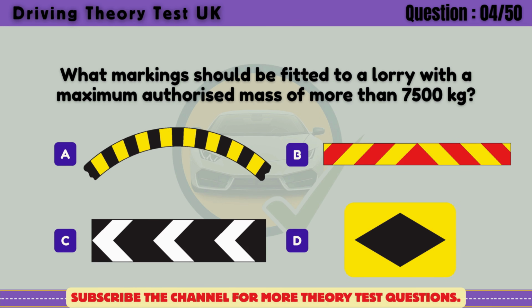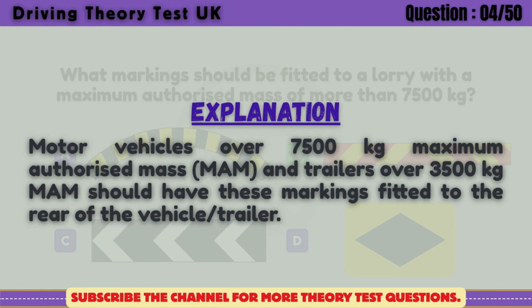Question 4. What markings should be fitted to a lorry with a maximum authorized mass of more than 7,500 kilograms? Answer is B. Motor vehicles over 7,500 kilograms maximum authorized mass and trailers over 3,500 kilograms should have these markings fitted to the rear of the vehicle trailer.